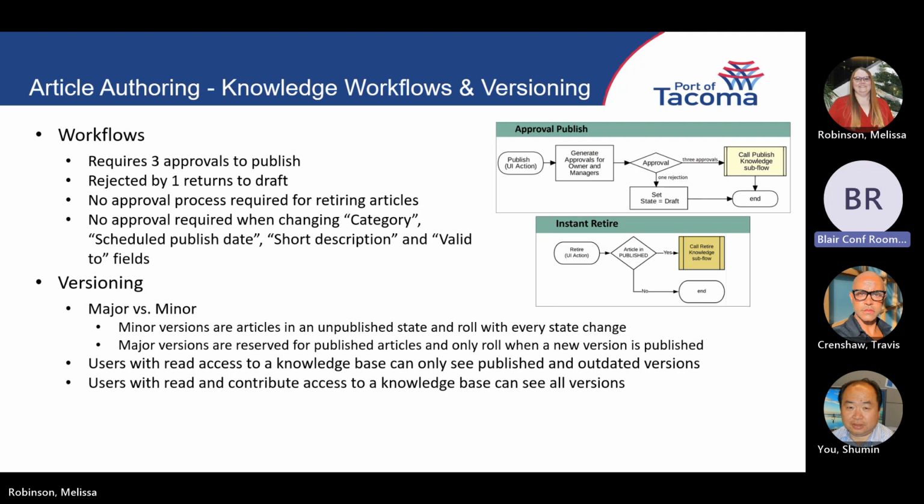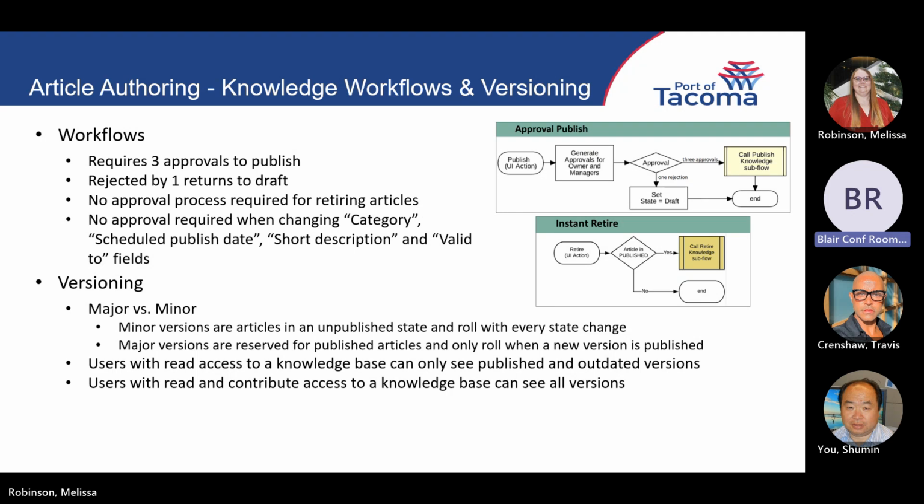All right, and then users that have read access, so like our end user business partners, they can only see published and outdated versions. And this is a little bit confusing. When a published article rolls to a new version, so if we go from version 1 to version 2, version 2 becomes the published version of the article, version 1 goes to an outdated state.